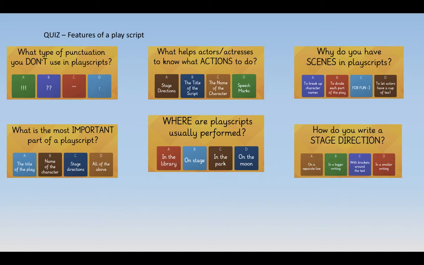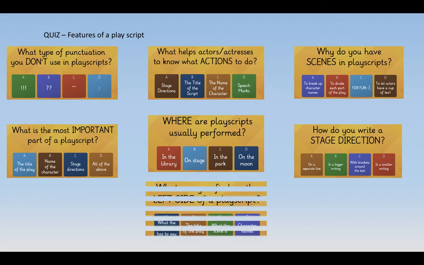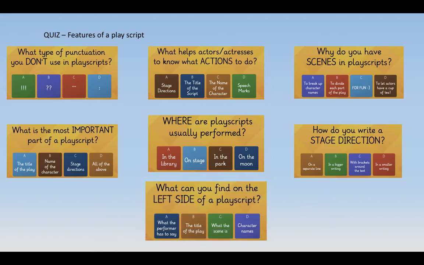And number 6, how do you write a stage direction? Is it A, on a separate line, B, in a bigger writing, C, with brackets around the text, or D, in a smaller writing? And finally, what can you find on the left side of a play script? Is it A, what the performer has to say, B, the title of the play, C, what the scene is, or D, character names? And that's it for the quiz today.